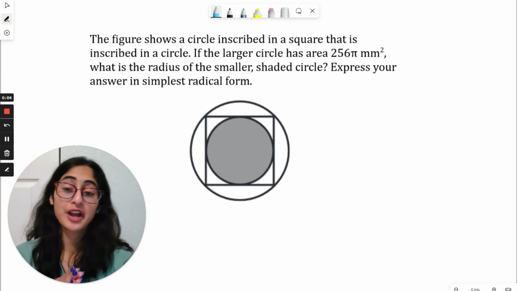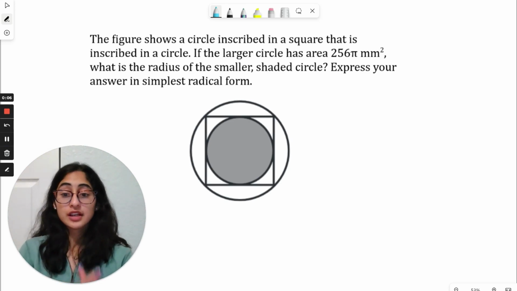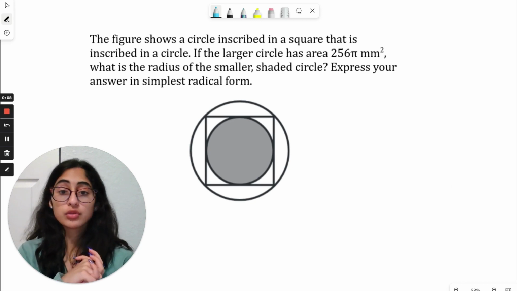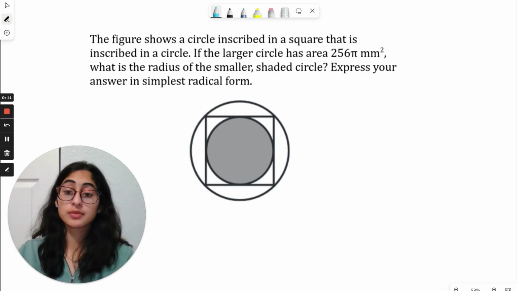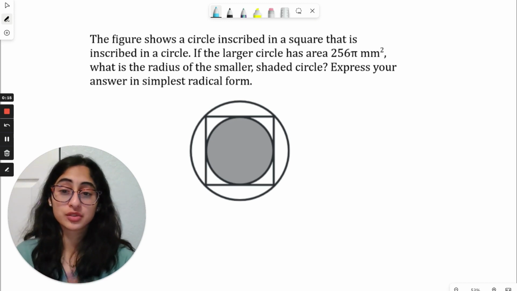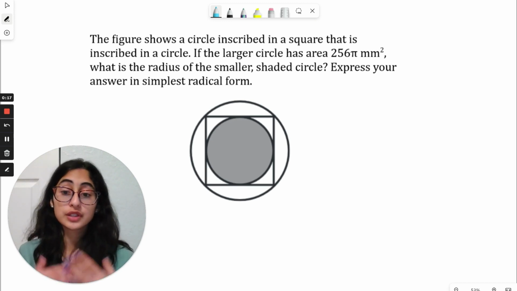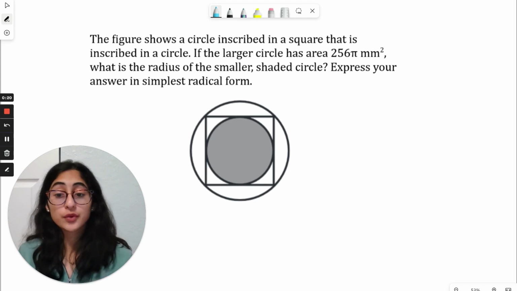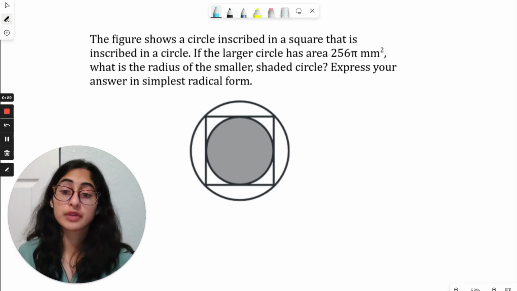All right, so this is question 5 from the week 3 MATHCOUNTS handout. There's this figure right here, and it shows a circle inside of a square that's inscribed in a larger circle. The larger circle has an area of 256 pi millimeters squared, and it's asking what's the radius of this smaller shaded circle. Of course, it says, express your answer in simplest radical form.